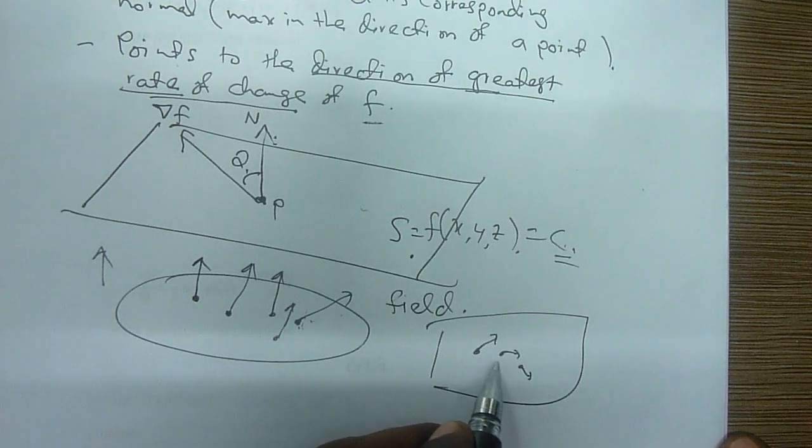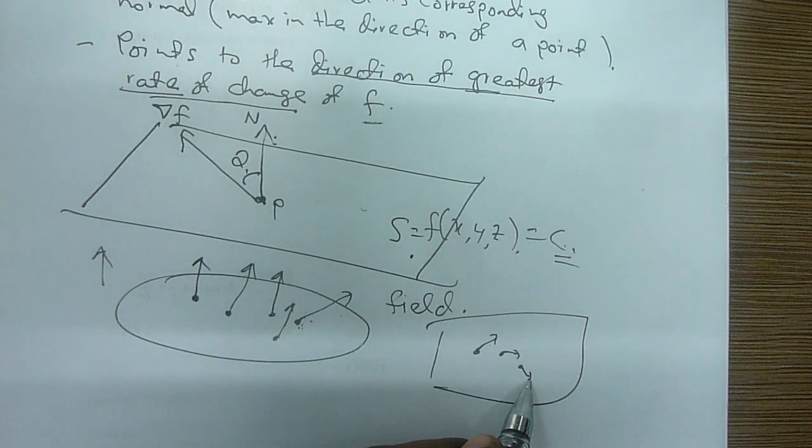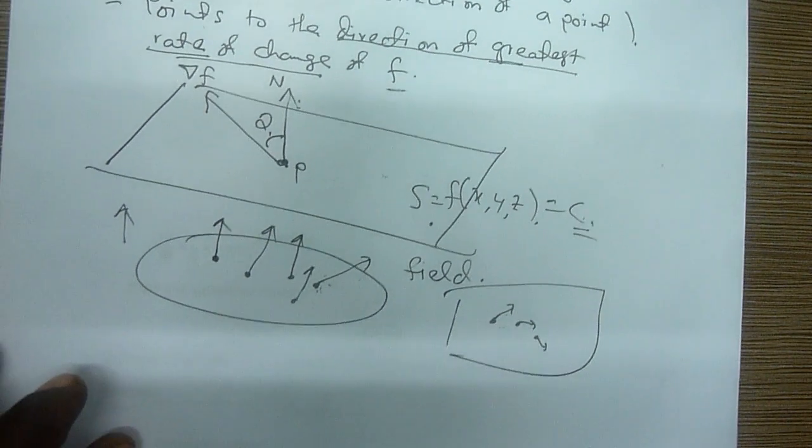Therefore, what is the greatest rate of change? The greatest rate of change is moving from here to this direction. Can you see that? Therefore, this is what we call the direction of the greatest rate of change. You can see this is slowly changing towards this. Therefore, the del f is able to cover that.